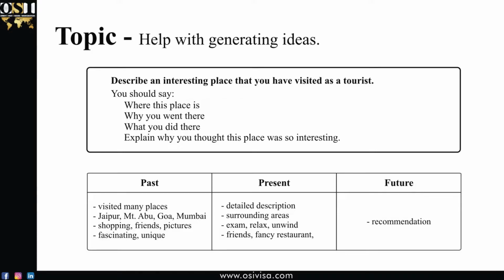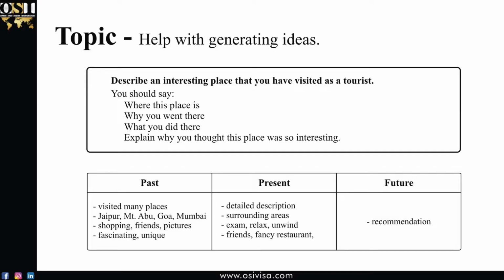So in the past, you can say something very quick like I visited a lot of different places such as Jaipur, Mount Abu, Goa, Mumbai, and so forth for shopping and just hanging out with friends. We did manage to take a lot of pictures, and all of these were quite fascinating because they have a unique thing about themselves. And then you come back to the story of the present. Now in the present story, you can give a longer speech.